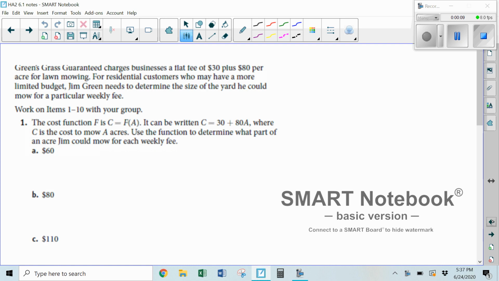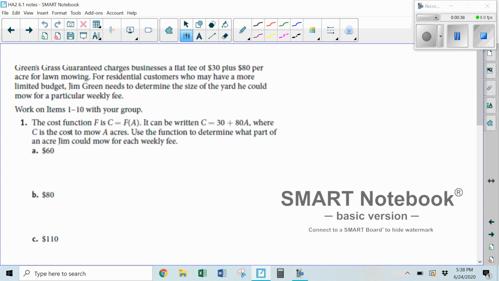So it says for number 1, Green's Grass Guaranteed charges business a flat fee of $30 plus $80 per acre for lawn mowing. For residential customers who may have more limited budget, Jim Green needs to determine the size of the yard he could mow for a particular weekly fee. Number 1, the cost function F is written here, C equals 30 plus 80A, where C is the cost to mow A acres.